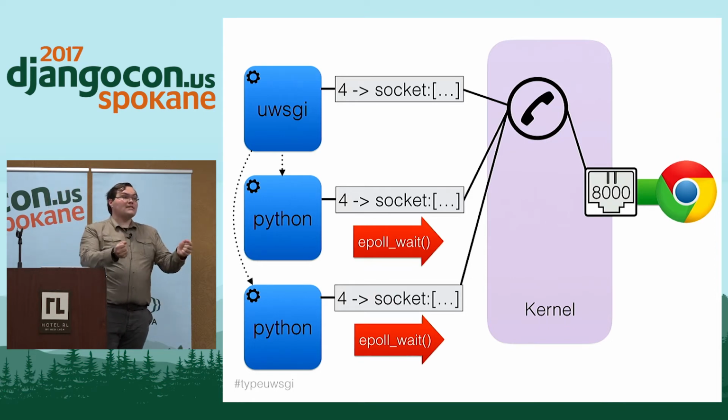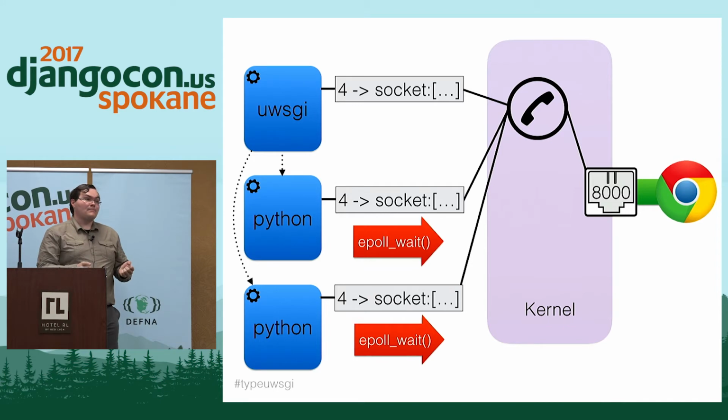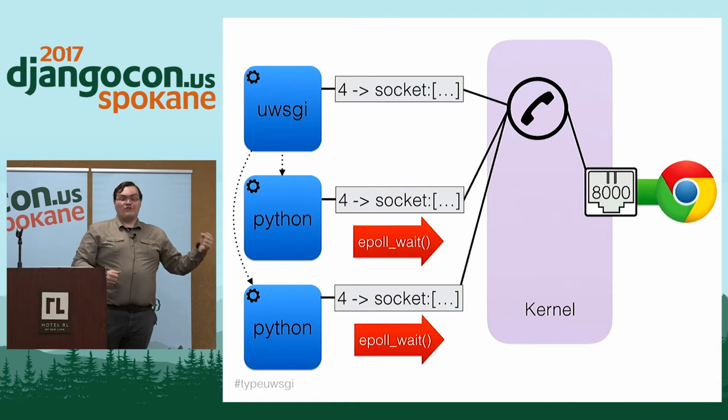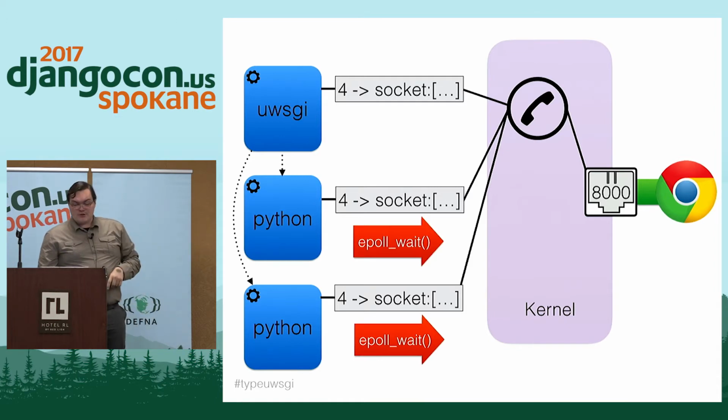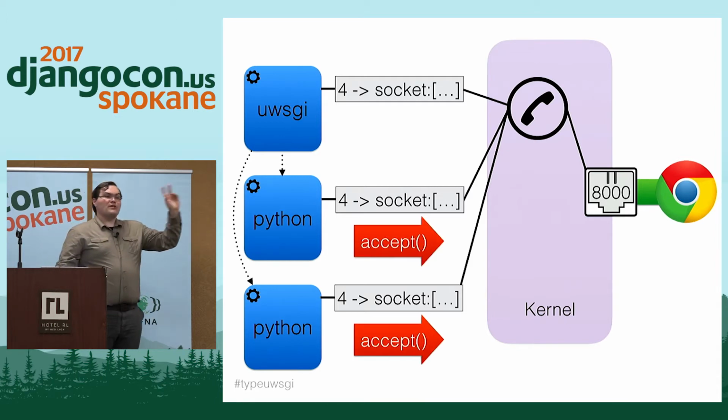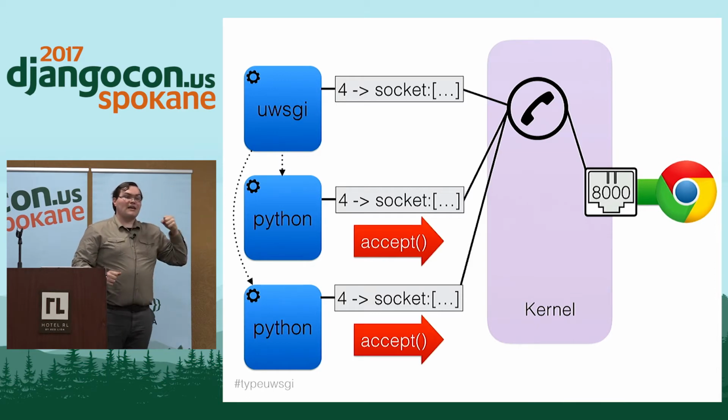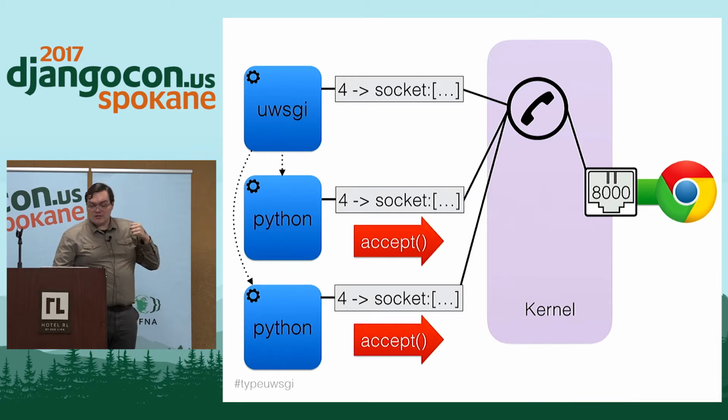And both processes try to pick it up at the same time. They both have access to the file descriptor, and they're both going to reach for the phone. But they can't both answer the phone. One of them is going to win first. They're both going to try to call accept, to both try to pick up that phone at the same time, but only one's going to win.